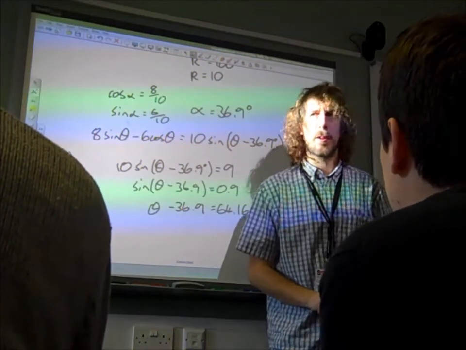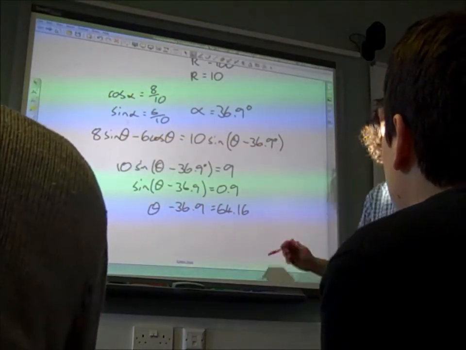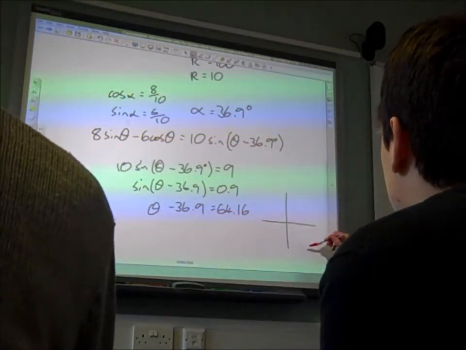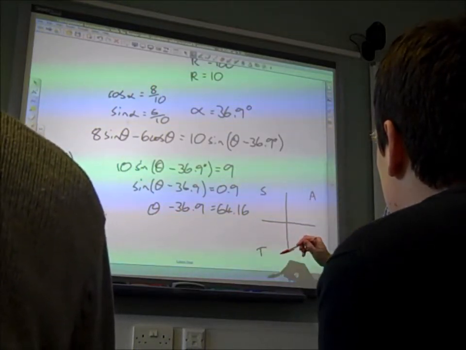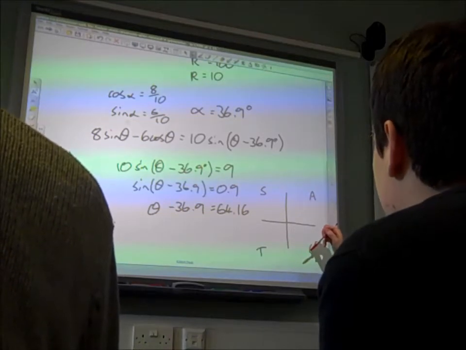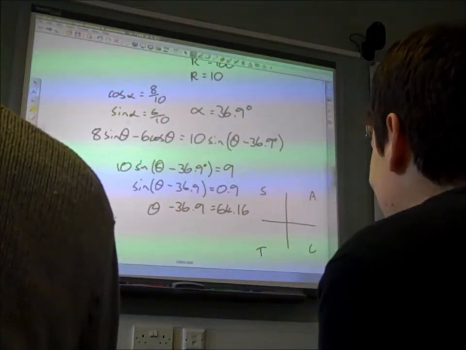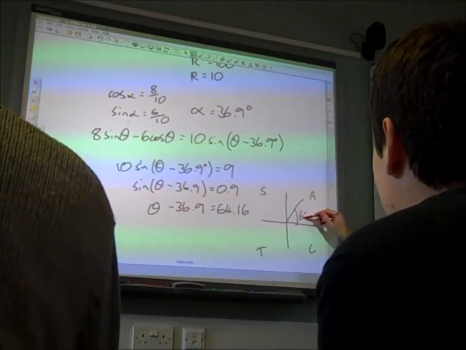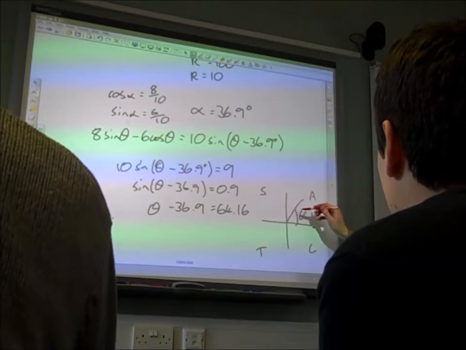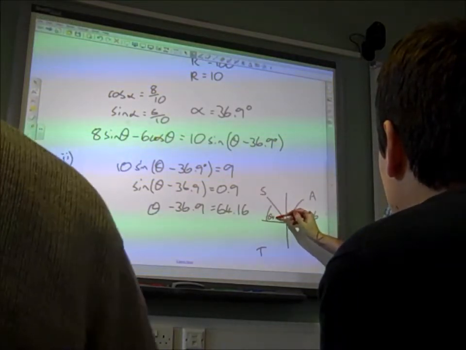Do we agree with that? So now we'll go to the CAST diagram, or however we want to do this. Climb a small tree, that would work. And there we've got 64.16, and the other one would be over here, wouldn't it? Because it was sine and it was positive.